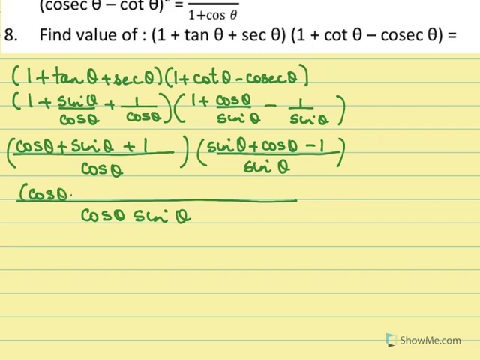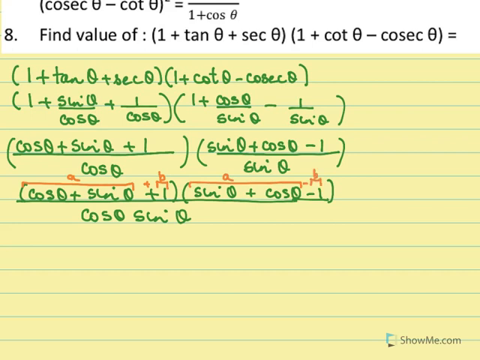Now let's see what happens to the numerator. So we have (cos theta plus sine theta plus 1) into (sine theta plus cos theta minus 1). Now this is very interesting, what happens here. This is our A plus B, and this is our A minus B. (A plus B)(A minus B) is A square minus B square. And what is our A? We know it is cos theta plus sine theta. And our B is 1.